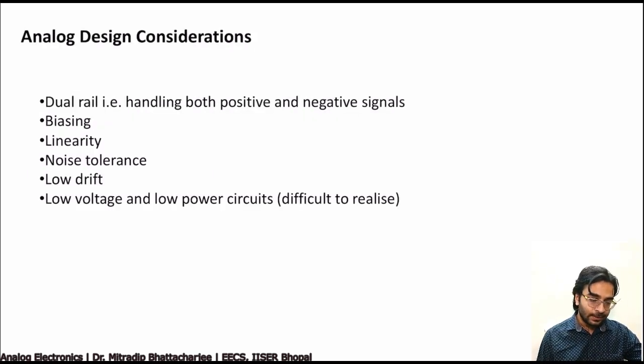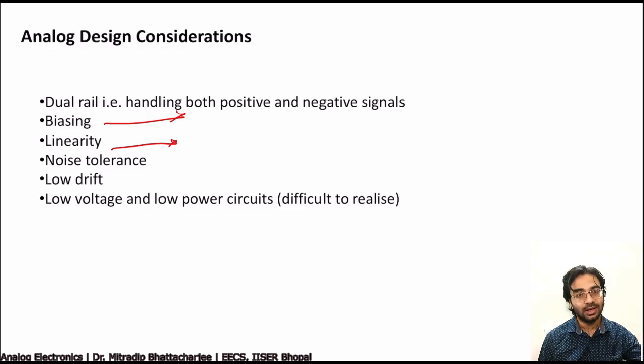Now the considerations for analog circuits. An analog circuit is dual rail. That means it can go both positive and negative, plus VDD, minus VDD. Whereas in the case of digital, it's 0 to 1, so it probably does not go to the other side. Biasing is a very important consideration. I already have said, if you change the biasing, it may happen that one portion of the signal enters into the nonlinear domain. Linearity is important. If it enters the nonlinear domain, you will be in trouble, because the higher order interference will come.